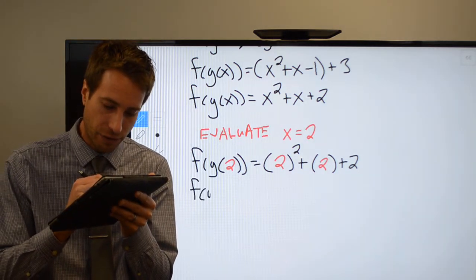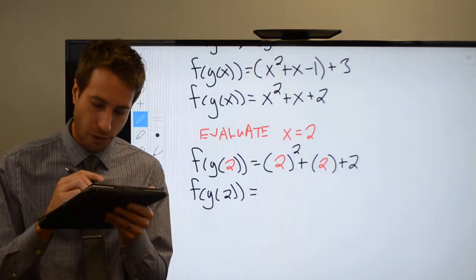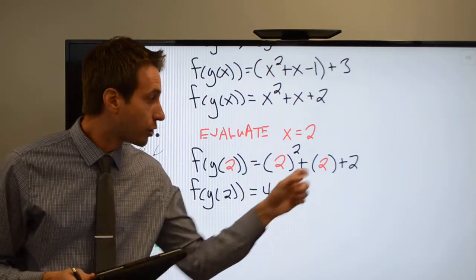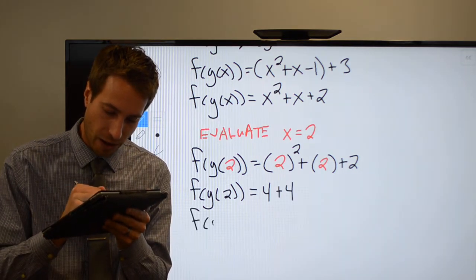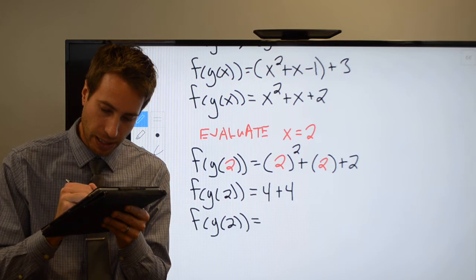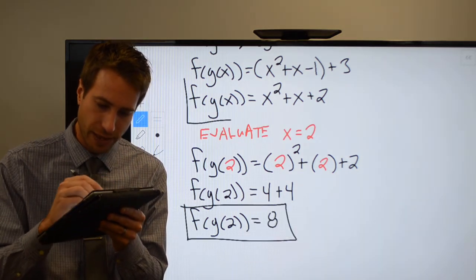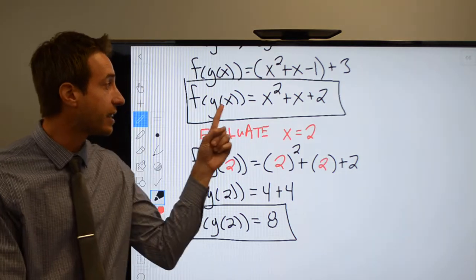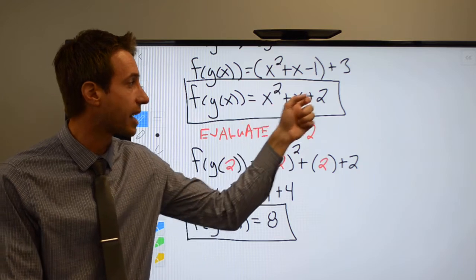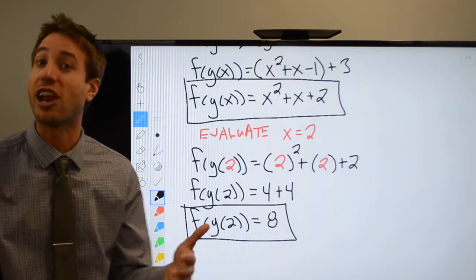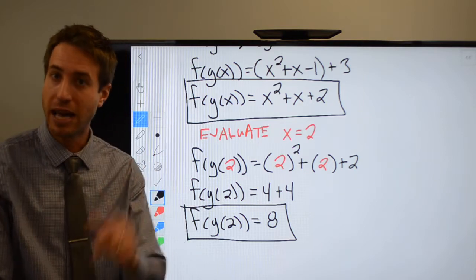So f of g of 2 is equal. Well, 2 squared is 4. 2 plus 2 is 4. And so it looks like we wind up with f of g of 2 being equal to 8. So I've actually got two answers, right? Because I asked you to do two different things. First, I asked you to find the composite function f of g of x, and that composite function is x squared plus x plus 2. That's the composite function f of g of x, where I plug g of x into the function f of x.